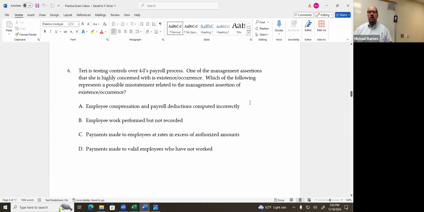So we're going to go through these and you're going to tell me which assertion is relevant here. Employee compensation and payroll deductions are computed incorrectly. What's our assertion violation? That's a valuation and allocation violation. It's not existence or occurrence, okay? Employee work performed but not recorded. That's a completeness violation. Payments made to employees at rates in excess of authorized amounts. It's also valuation and allocation. So we only have one left. Payments made to valid employees who have not worked. So it sounds like overpayments to employees, which we said was an existence or occurrence violation. So D is our answer.